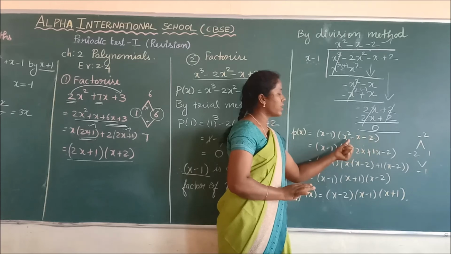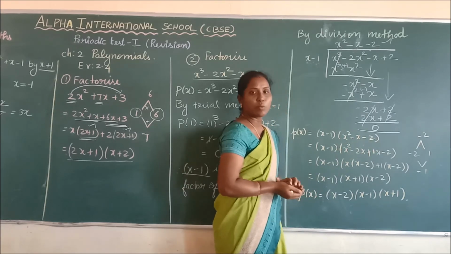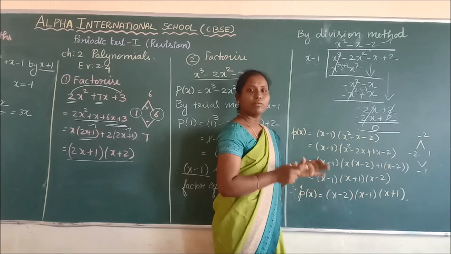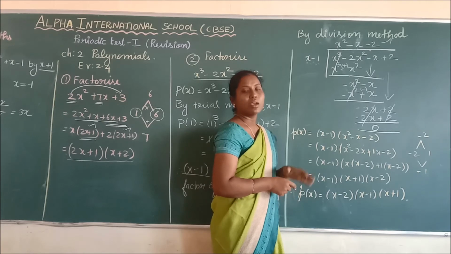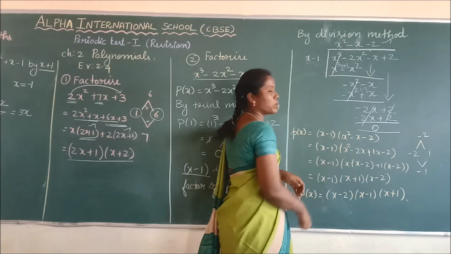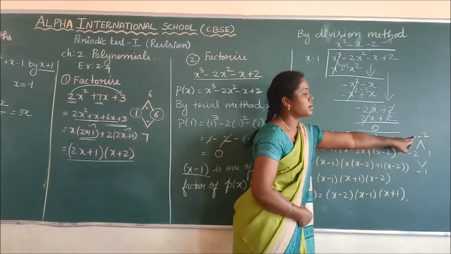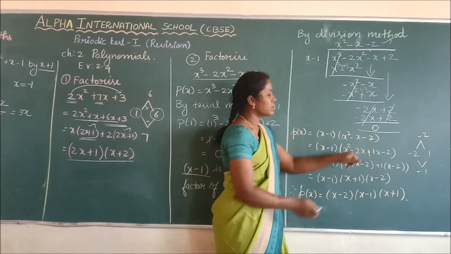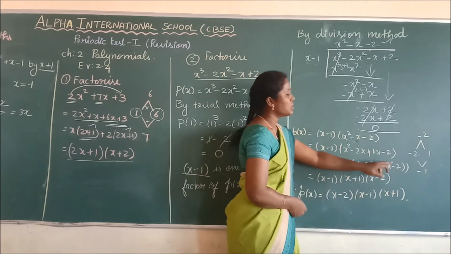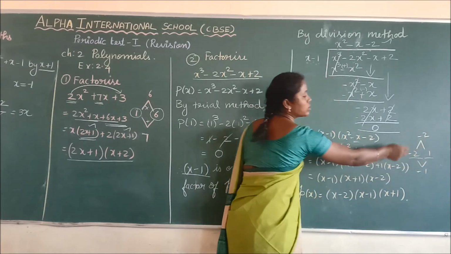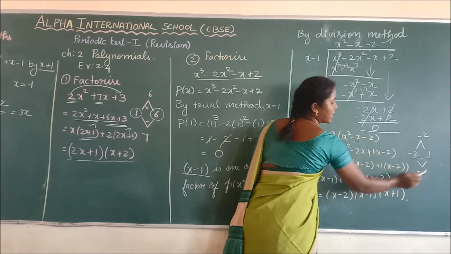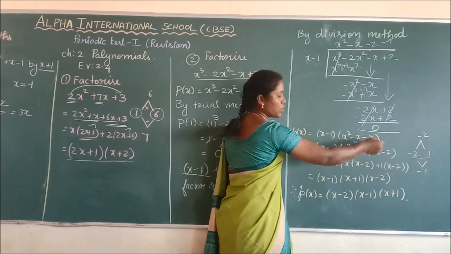See the next quotient, x square minus x minus 2. This is a quadratic polynomial, so we have to factorize this. We know how to factorize a quadratic polynomial by splitting the middle term. So see here the coefficient of x square is 1. 1 into minus 2 is minus 2. And the middle term, what is the coefficient of x here? It is minus 1. So we have to choose two numbers that satisfy both conditions. The two numbers are minus 2 and 1: minus 2 into 1 is minus 2, and minus 2 plus 1 is minus 1. It satisfies.